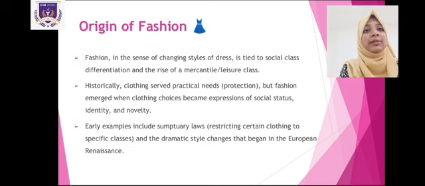Historically, clothing served practical needs, that is protection, but fashion emerged when clothing choices became expressions of social status, identity, and novelty. Early examples include the sumptuary laws, which restricted certain clothing to specific classes, and the dramatic style changes that began in the European Renaissance.